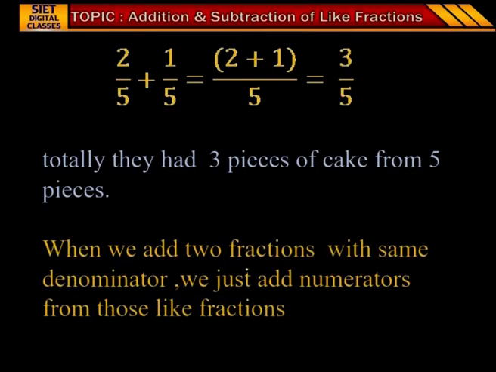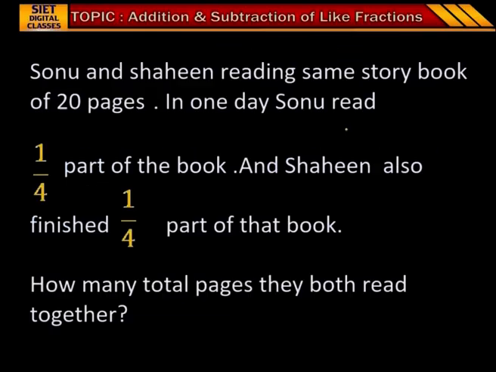When we add 2 fractions with the same denominator, we just add the numerators of those like fractions. Once again I am repeating, when we add 2 fractions with the same denominator, we just add the numerators. Here what we are doing: 2 by 5 plus 1 by 5. They have the same denominators, so we add the numerators. 2 plus 1, that is 3 by 5. We take the same denominator. Then next we will go for another problem to understand how we add like fractions.